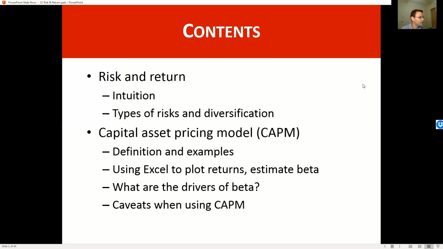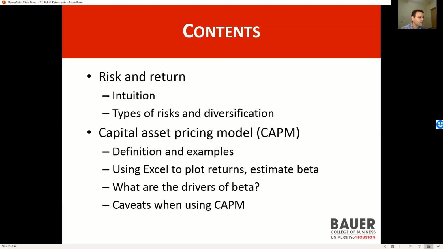So here's the outline for this lecture. We're first going to lay out the intuition behind risk and return. Okay, what's the relationship there? It's not so simple as to say that more risk will give you a higher return. I think that's kind of an intuitive feeling, a visceral sense that we have, but it's not quite correct. So we have to talk through the intuition a little bit more carefully.